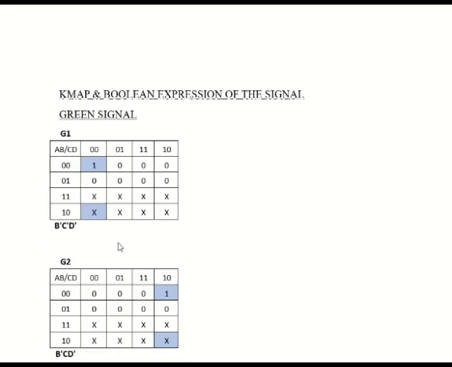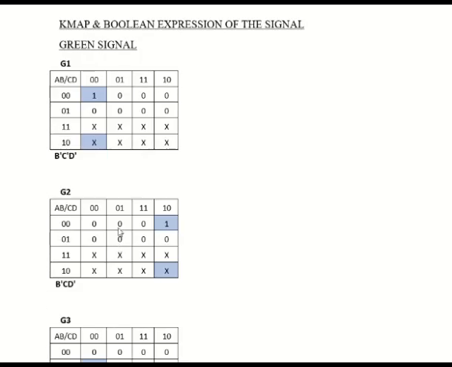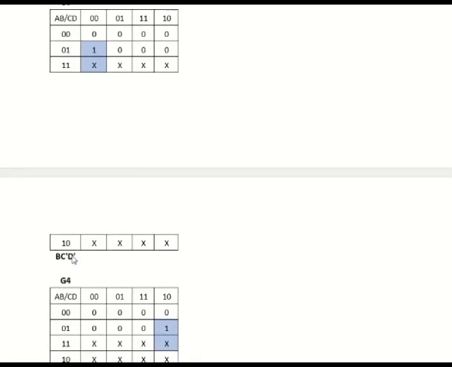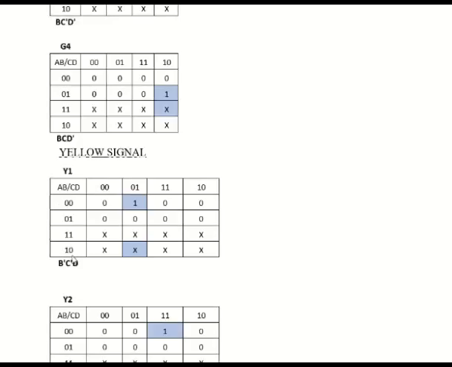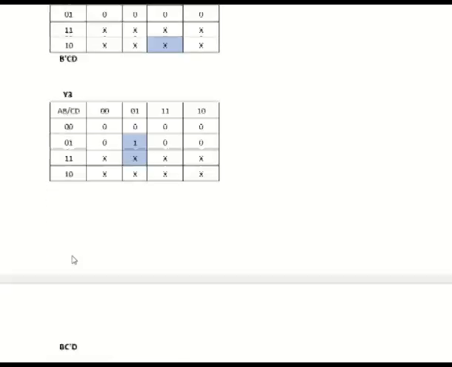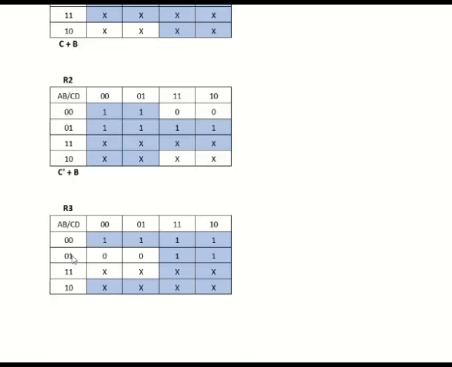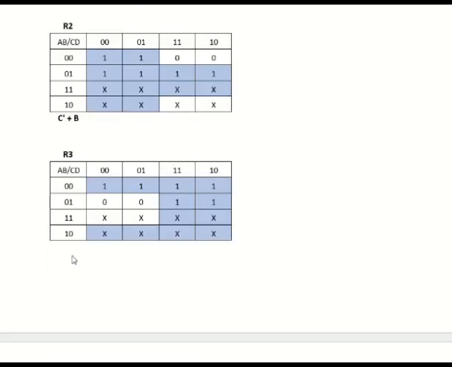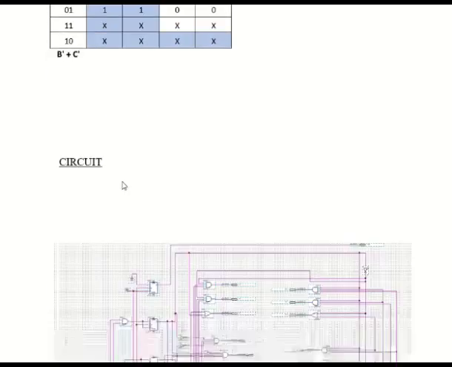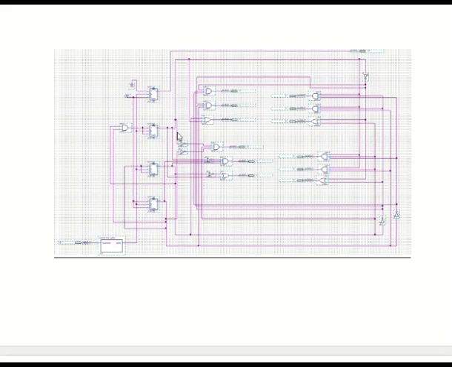Following this, we got K-map and Boolean expression of the signal. First the green signal, which is G1, G2, G3, and G4. Following that, yellow signal, and then the red signal. So we got 12 K-maps for the signals. And this is our circuit.